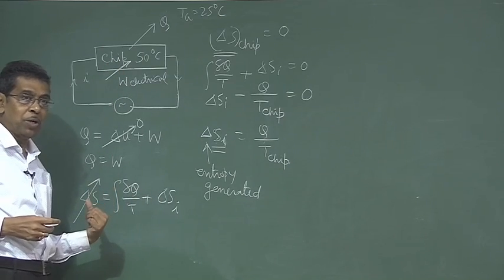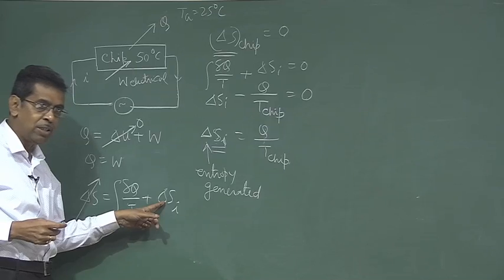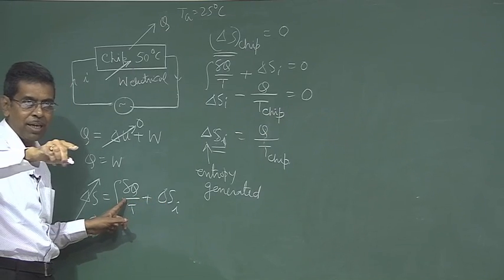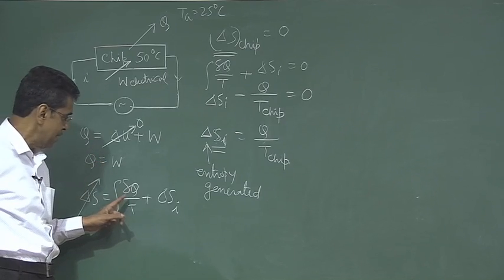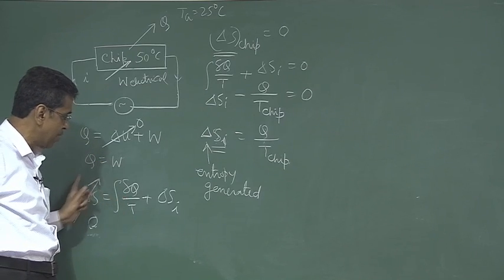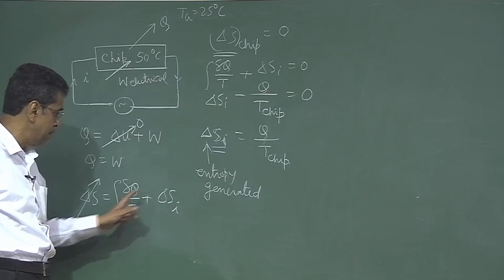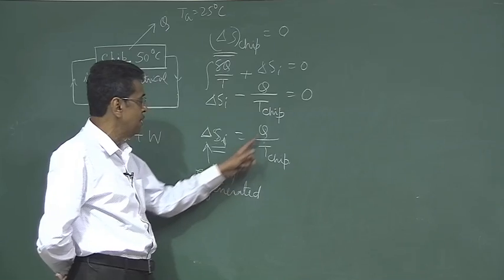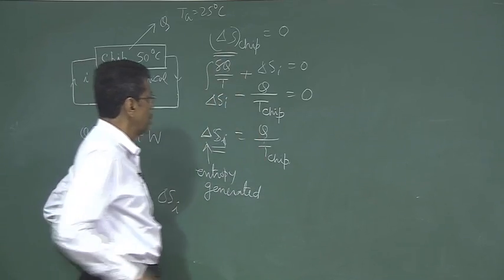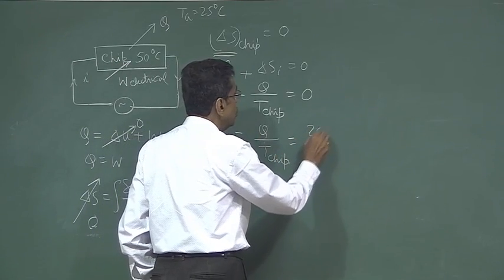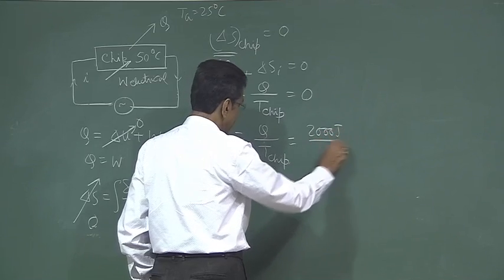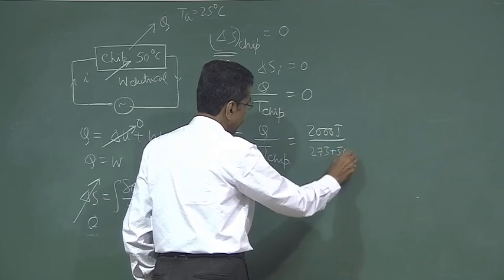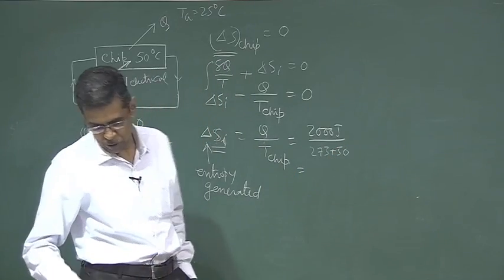From another point of view, you can explain that entropy is generated due to internal irreversibility, and I told you in the last class, just the last but one class, that there may be a situation that heat loss and the internal irreversibility may balance each other, so that delta S is 0. So this is balanced. So entropy generated is Q by T chip, which you can find out by this. Q is 2 kilojoule, 2000 joule, divided by T chip. T chip is 273 plus 50, and this becomes equal to, you can find out the value.